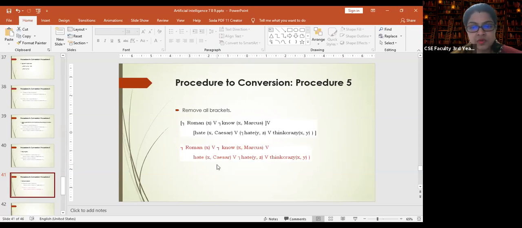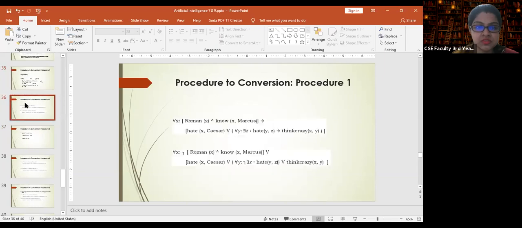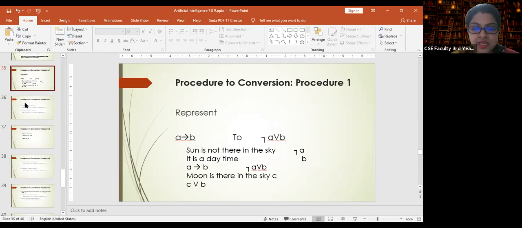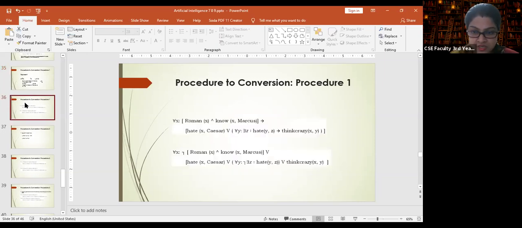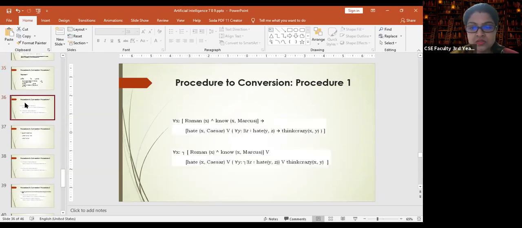So the three procedures are very easy. We just need to be very careful of procedure 1 and procedure 2. That is the most important part of this conversion technique. Procedure 1 is A implies B, which we write as not A or B. Again, A implies B is converted into not A or B, by removing the implication sign and applying the not sign and the or sign.